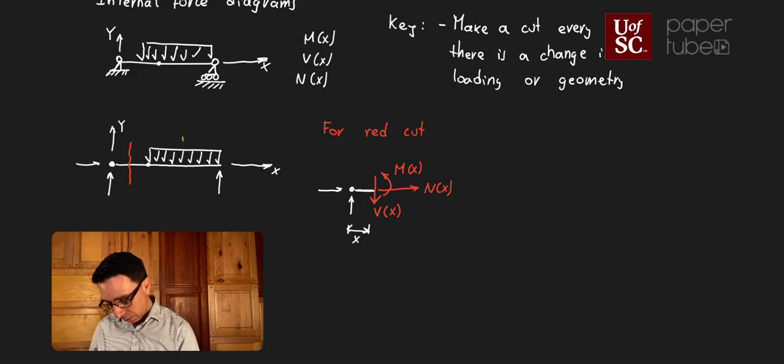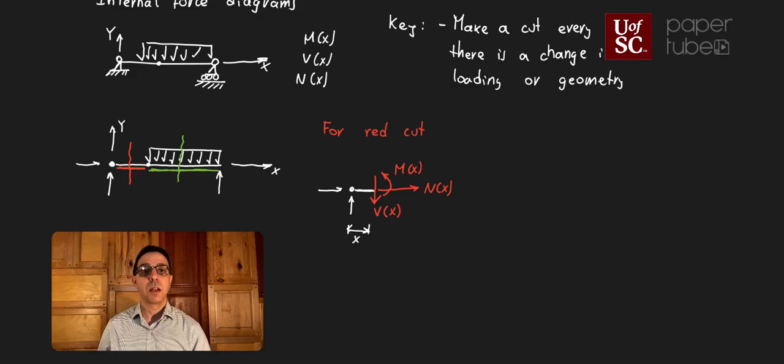somewhere over here, right? The reason for that second cut is that now I need to consider that distributed force in the rest of my equation. My red cut is only good for this distance over here. My green cut should be good for the rest of the beam. So I need to create two free body diagrams, do two sets of equations of equilibrium to be able to express that shear force and that bending moment in the whole system, in the whole beam.